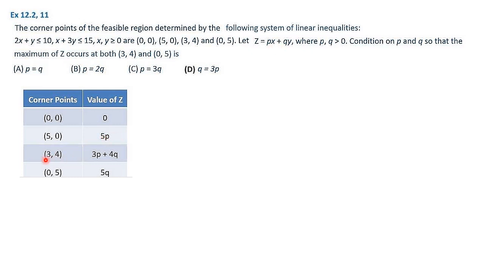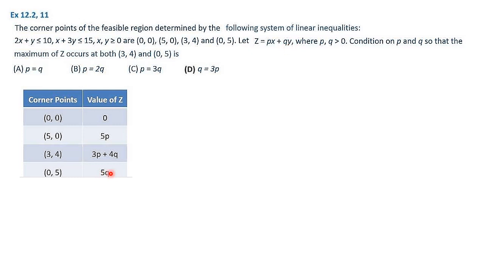Next is (3, 4). X is 3, y is 4. So here we get 3p plus 4q. That is written here, 3p plus 4q. And next is (0, 5). X is 0, y is 5. So the first term is gone, and we get 5q because y is 5.